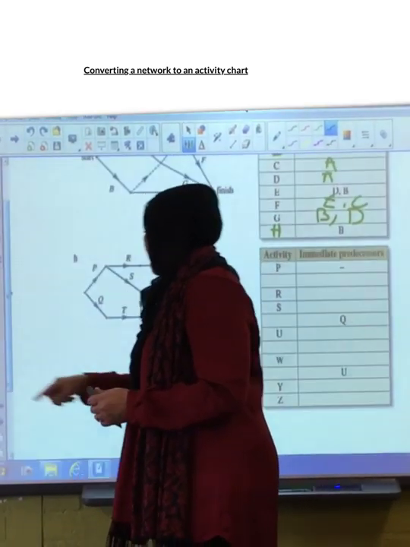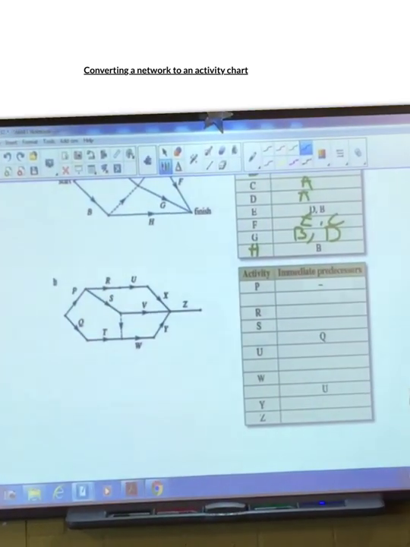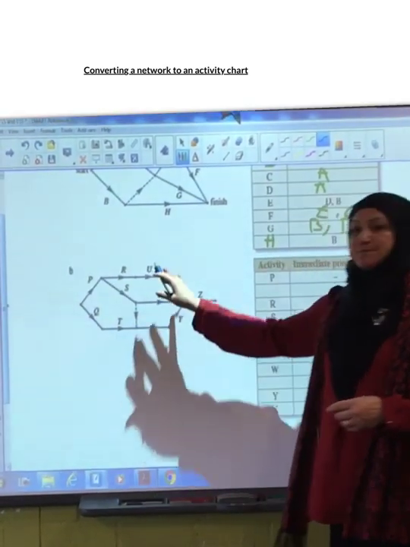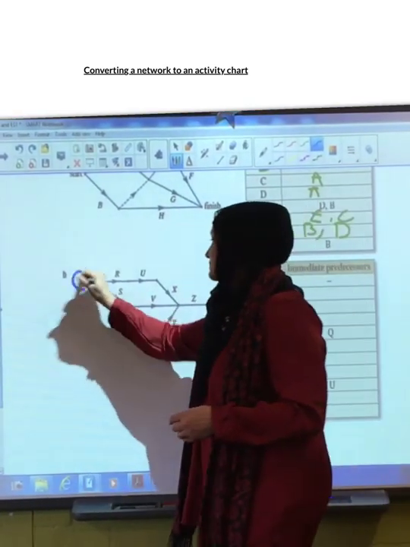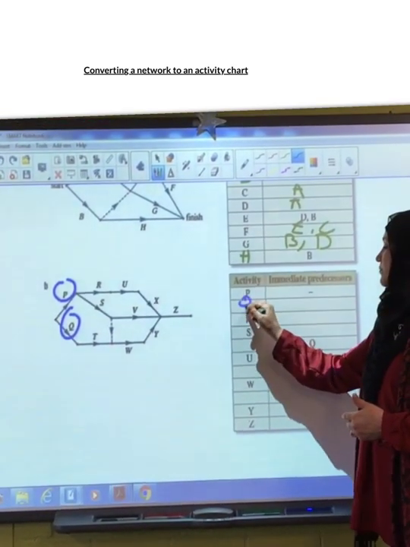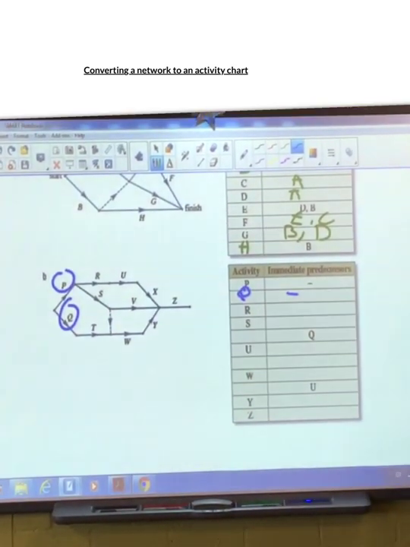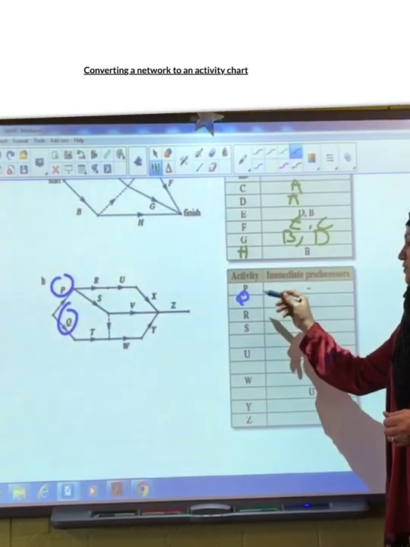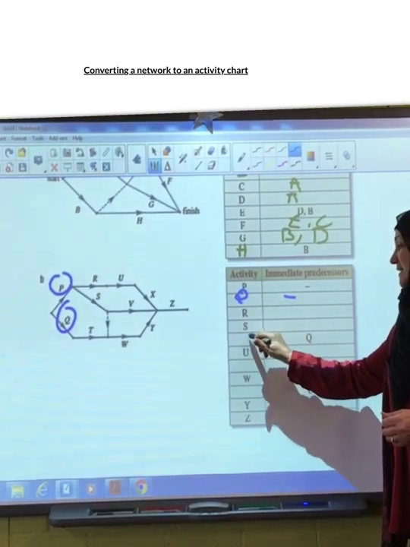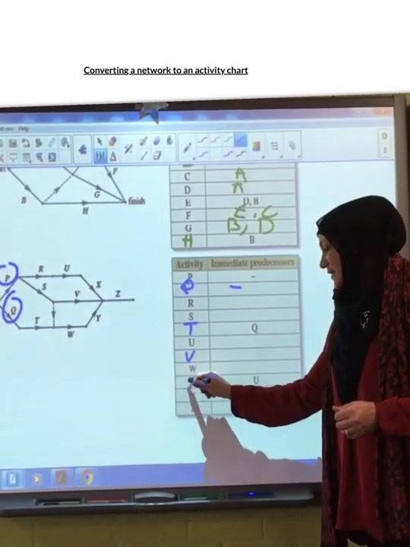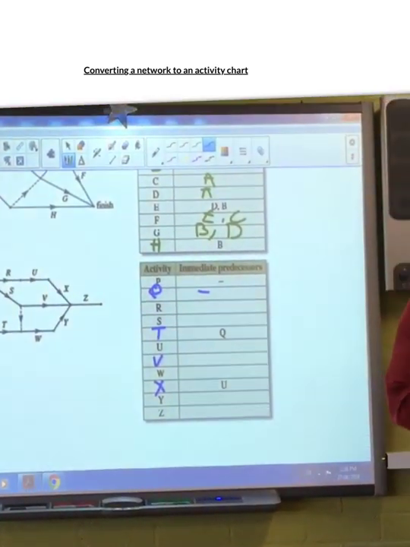From the network to the activity chart, just like we did with the first one. What are the starters of this? P and Q. Okay? So as they put a dash for P, I will have to put a dash for Q. The first thing I told you to do: put them in alphabetical order. So P, Q, R, S, T, U, V, W, X. Very good. You know your alphabet.